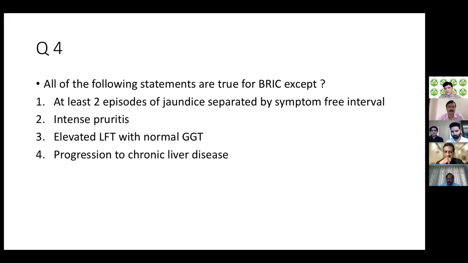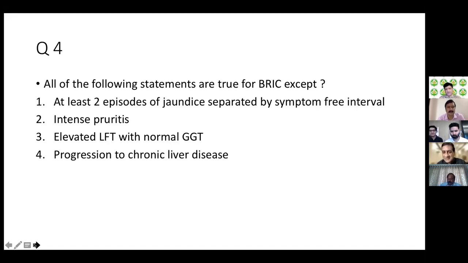So we can stop it here, and maybe I'll request Dr. Sunil Taneja to give us an approach to recurrent jaundice in a few slides. Or maybe before that, Dr. Setu Babu and Dr. Saraya, if they want to. I think no, we'll ask Sunil to go ahead. We did enough of this.